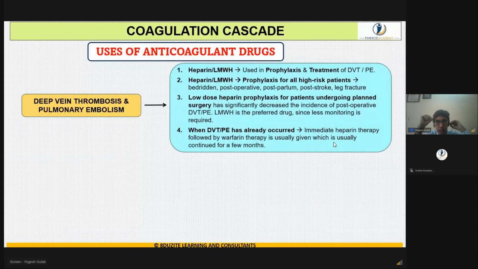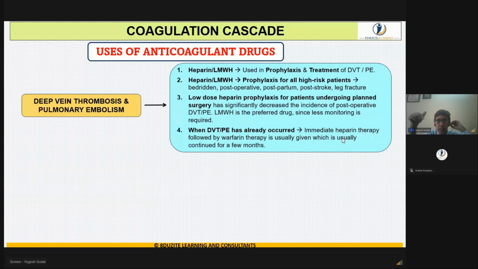Then low dose heparin prophylaxis for patients undergoing planned surgery. So anybody who has a planned surgery after 5 days, 10 days, you start giving low dose heparin prophylaxis. This significantly decreases the incidence of post-operative DVT. If the person is getting small doses of low molecular weight heparin from 5 to 7 days, 10 days prior to surgery, after surgery there is a very significantly decreased chance of DVT and PE. In this condition, low molecular weight heparin is the preferred drug because monitoring is not required.